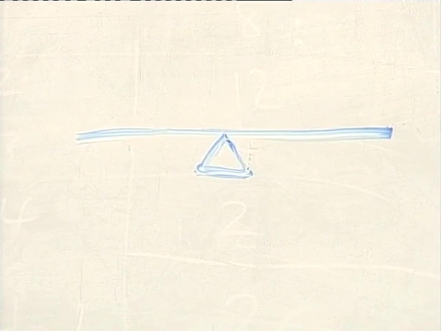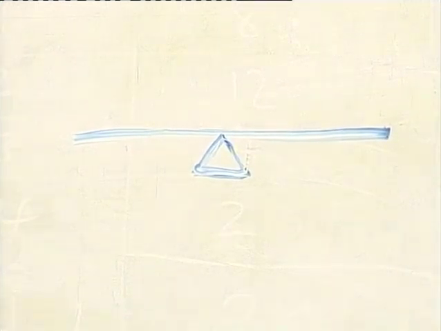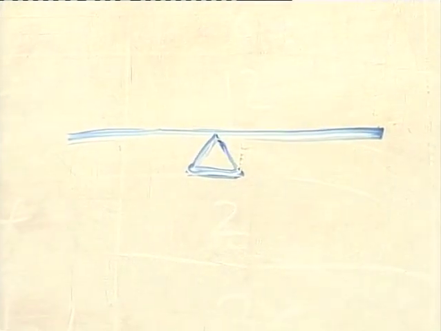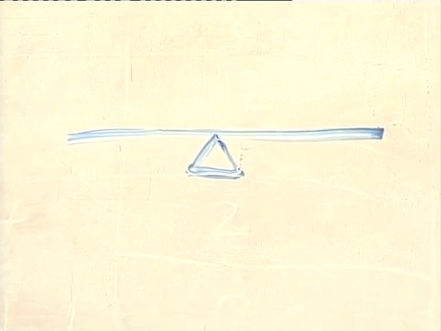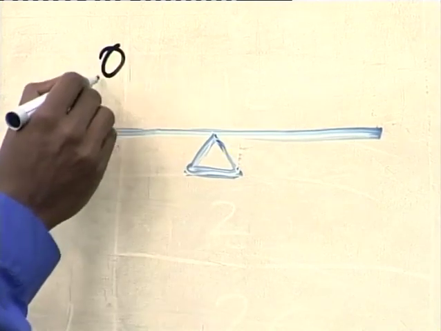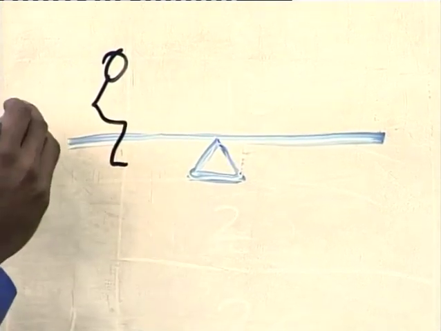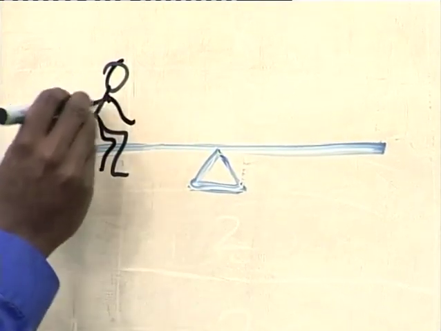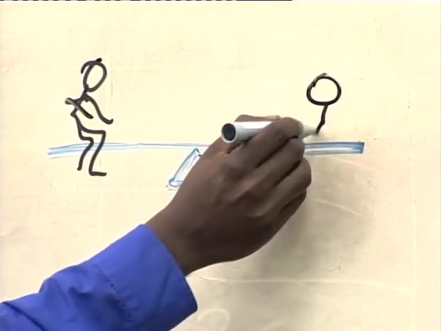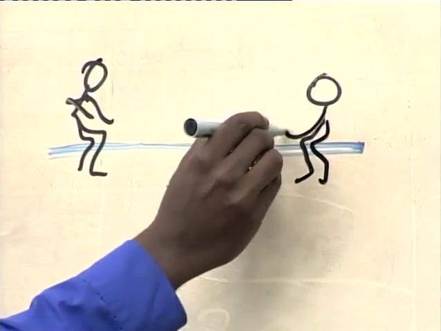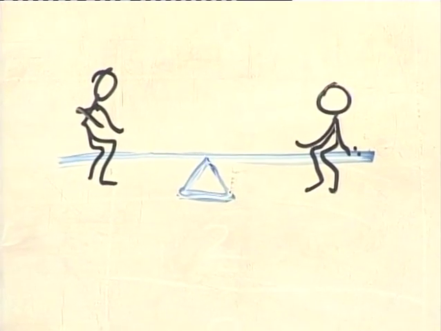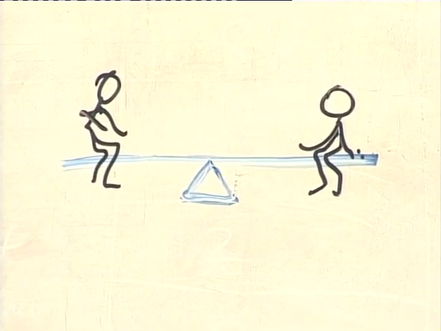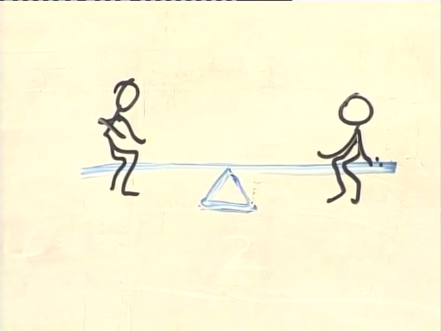There are different parts on a seesaw. There you can see there's a place where someone is sitting down on the seesaw. Two people are sitting, one and two. On the lever itself, there are certain different places there.